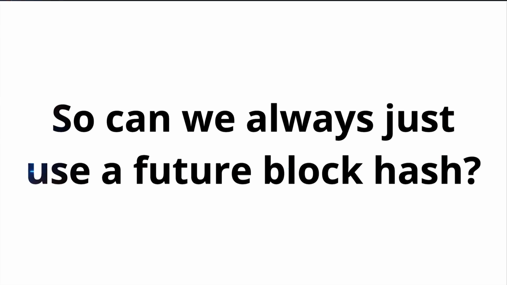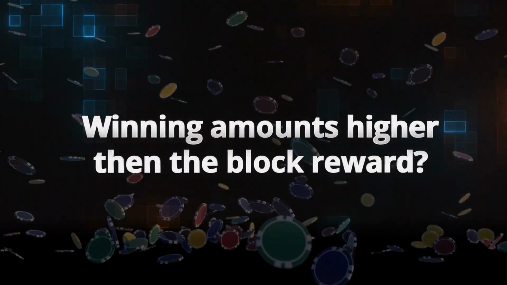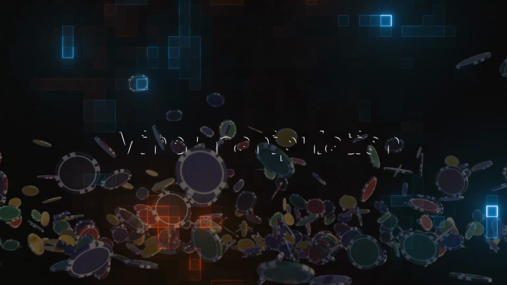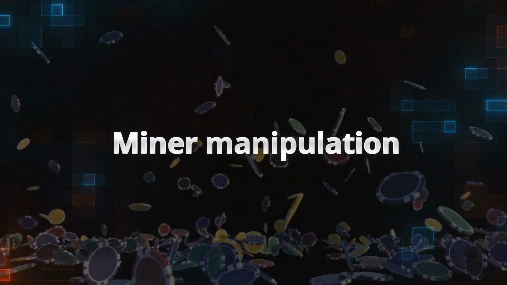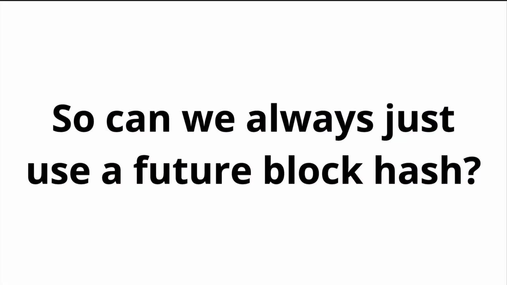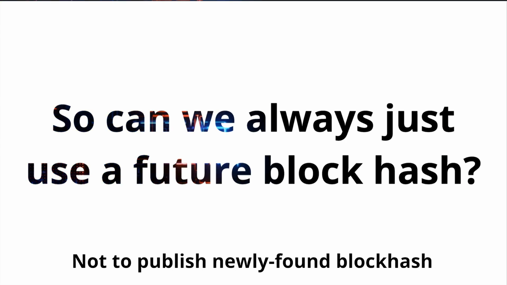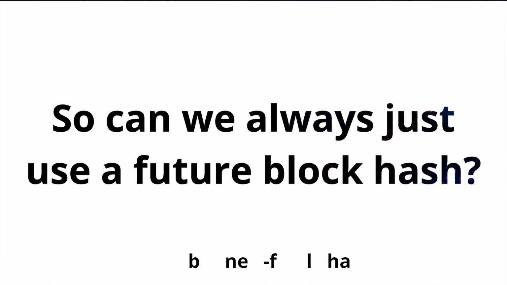So can we always just use a future block hash? Well, it depends. Are you allowing gambles with winning amounts higher than the block reward? Then be aware of miner manipulation. If we assume a block reward of, let's say, 3 ether, any gamble for more than 6 ether actually gives miners an incentive to cheat on the gamble. While a miner cannot freely choose the hash for a block, he may choose not to publish a newly found block hash, and so has some kind of influence on the randomness.